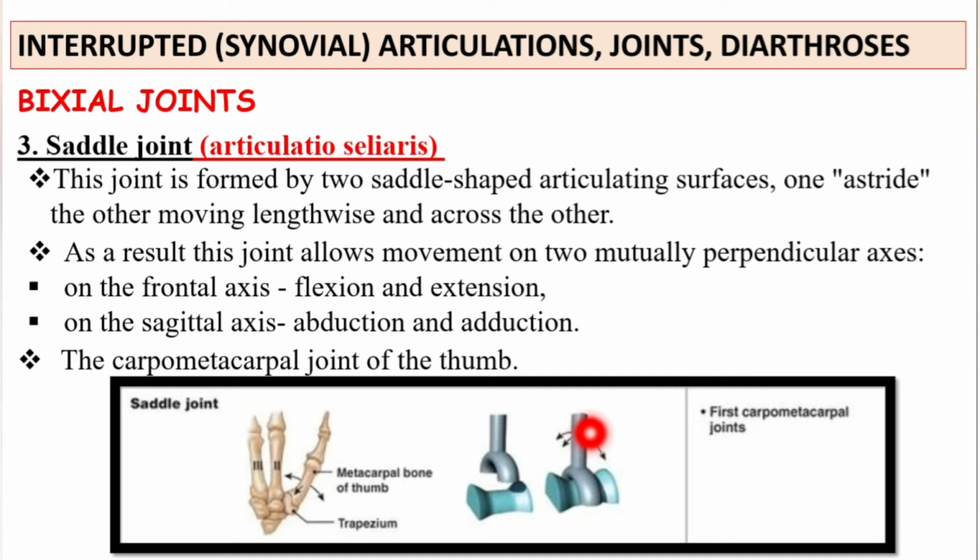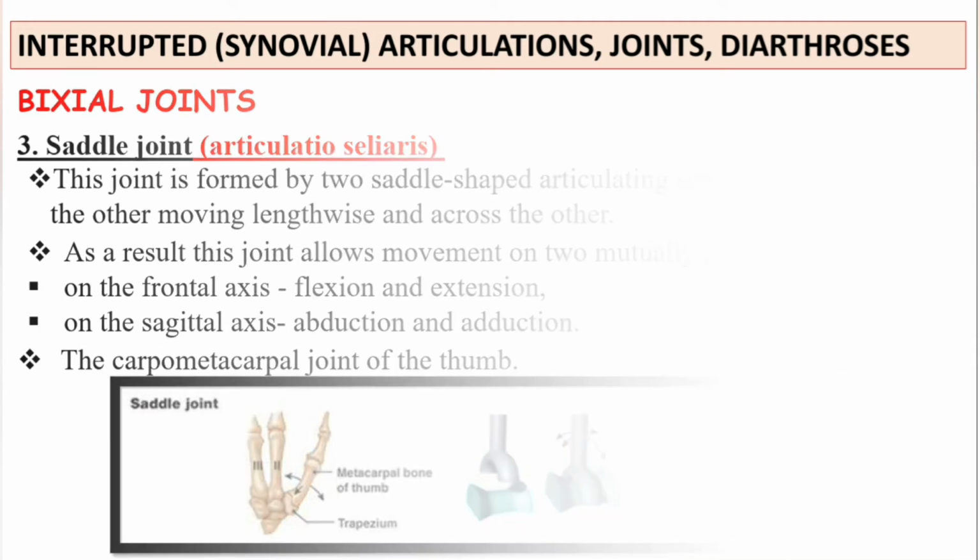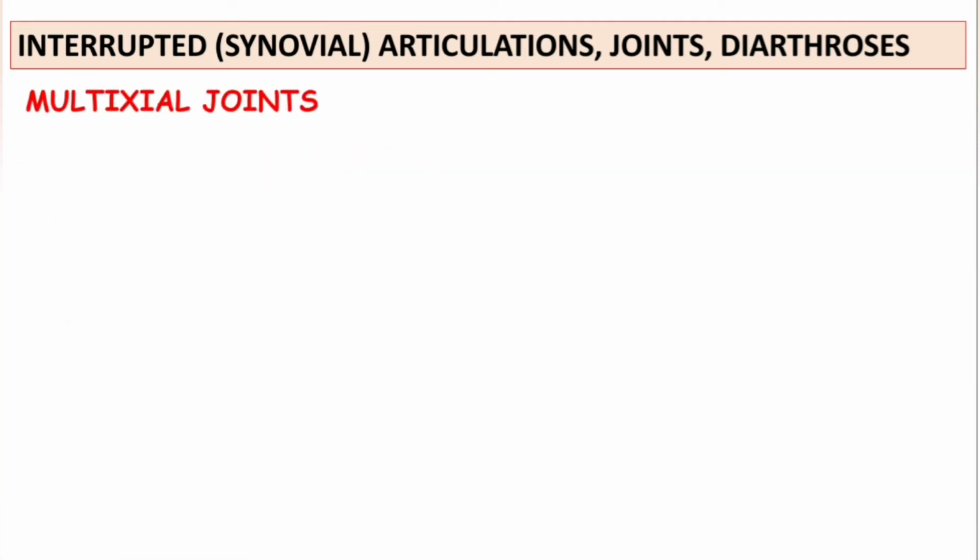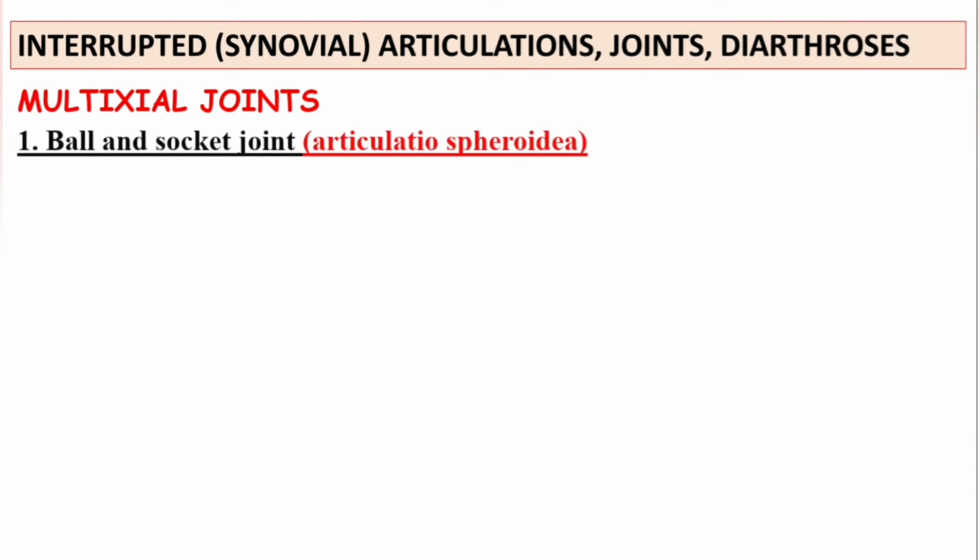Okay. Next, we'll talk about the multi-axial joints. The first one is the ball and socket joint, articulatio spheroidea.